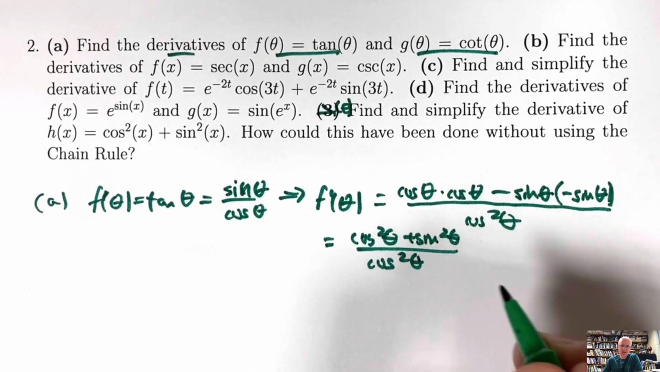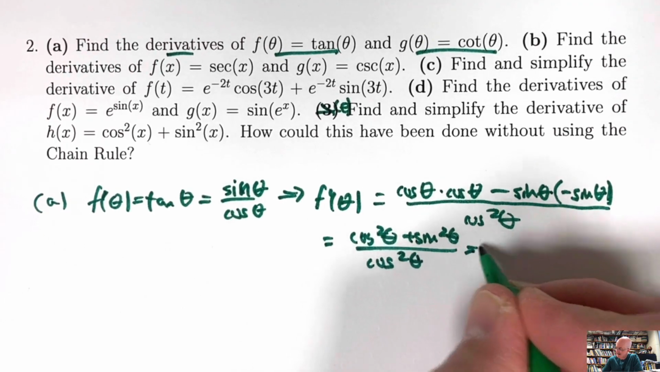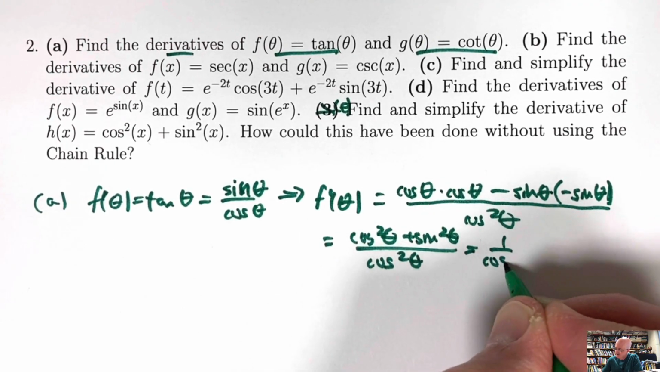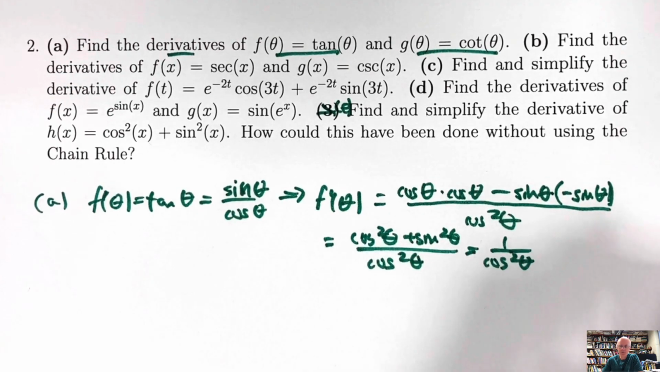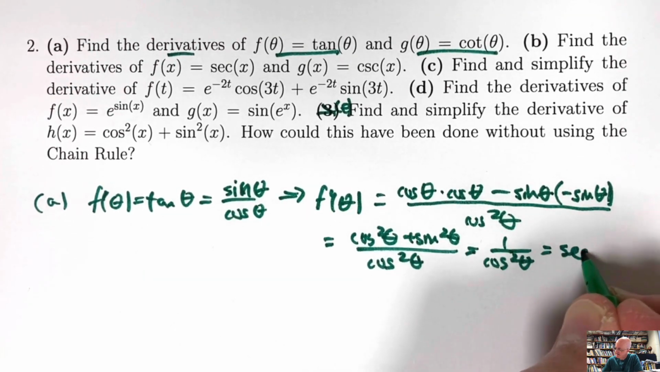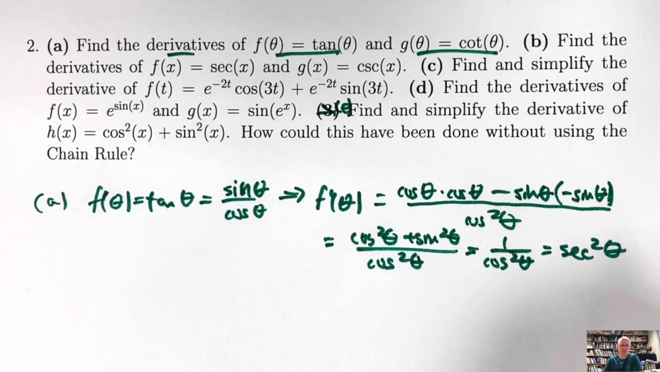But cos squared theta plus sine squared theta, that's 1. Remember that identity from the previous problem? The answer is 1 over cos squared theta, which is also the same as secant squared theta. So the derivative of the tangent function is secant squared theta.